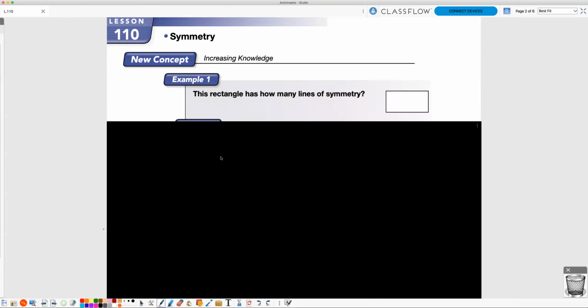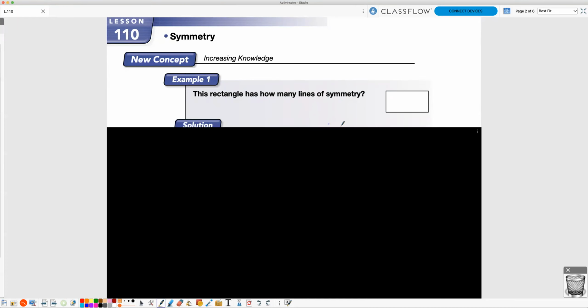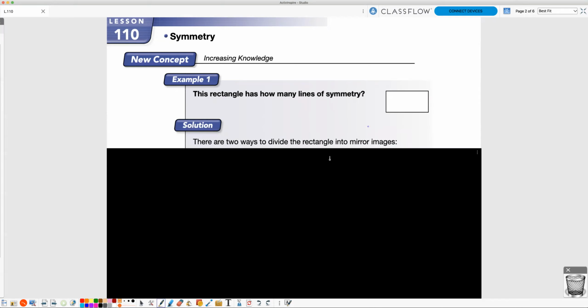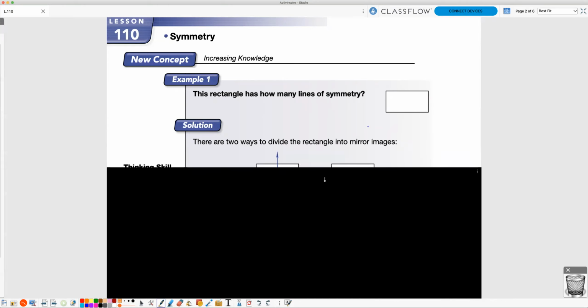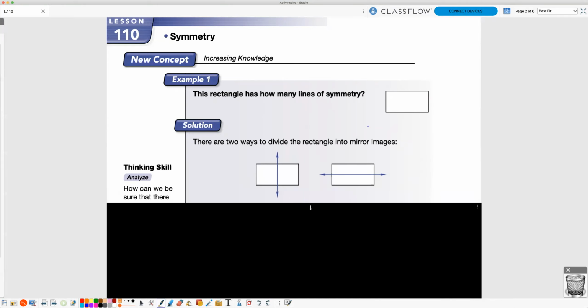So, for example, this rectangle has how many lines of symmetry? Keep in mind there are two ways to divide the rectangle into mirror images. There is this way, which splits it right down the middle vertically, and this way, which splits it down the middle horizontally. It creates two mirror images. This point is exactly the same distance as this point is from that line of symmetry. So this distance right here is the same as this distance.